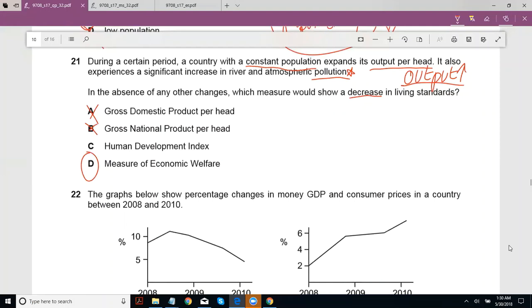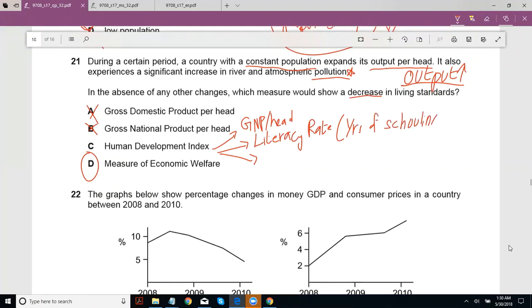Okay, so it'll be this because HDI looks at three major things. So it looks at, I believe it was GNP per head or GDP per head. I don't know, one of the two. Doesn't really matter for our case. It looks at literacy rate, excuse any spelling errors, and average years of schooling, and it looks at life expectancy.